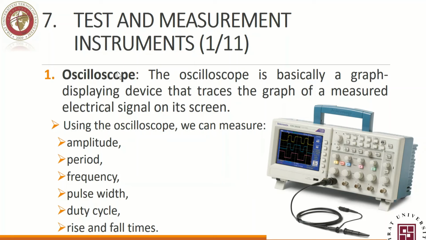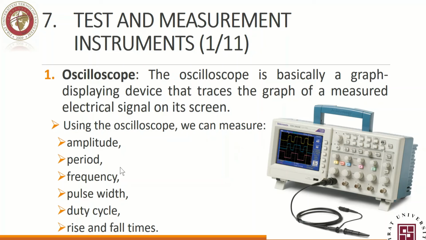The first one is the oscilloscope. The oscilloscope is actually a device that plots waves for you. And it also allows you to see these waves on the screen like this. You see, these are waves. And you can modify the view the way you like, vertically, horizontally, or whatever.